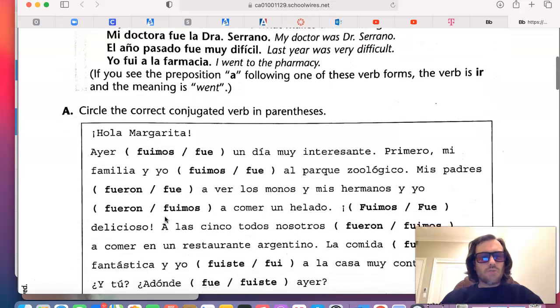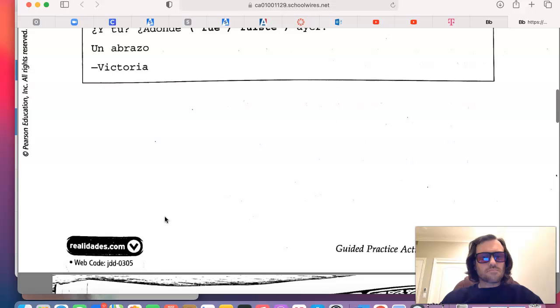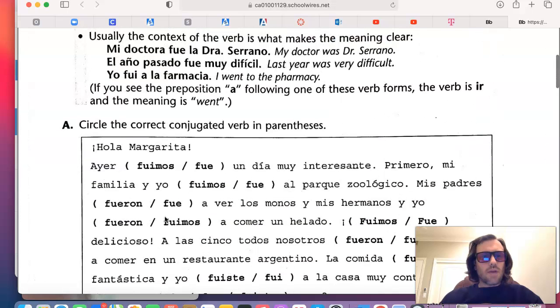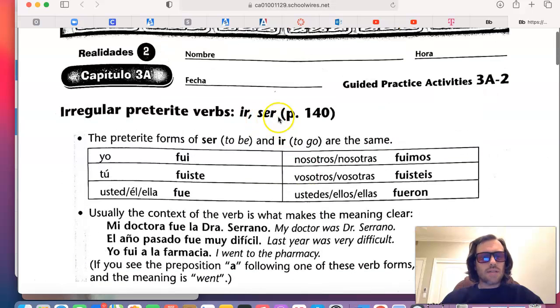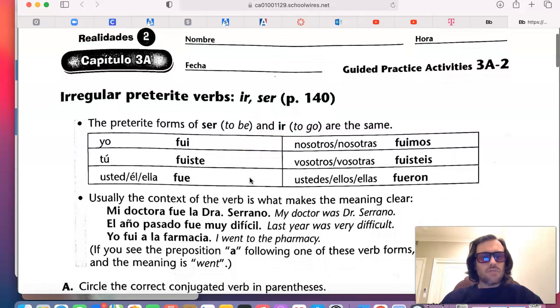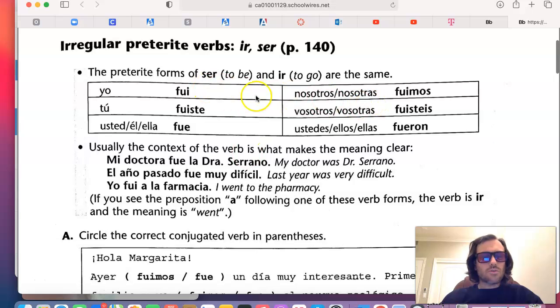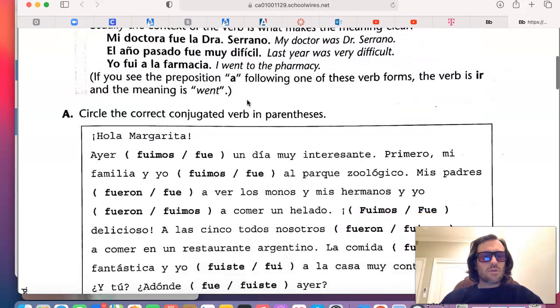But for page 103, part A asks you guys to circle the correct conjugation of the verb ir and ser, that's in parentheses, according to the context. Remember, ir and ser share the same conjugations in the past. Just a question of which form to use for this particular exercise.